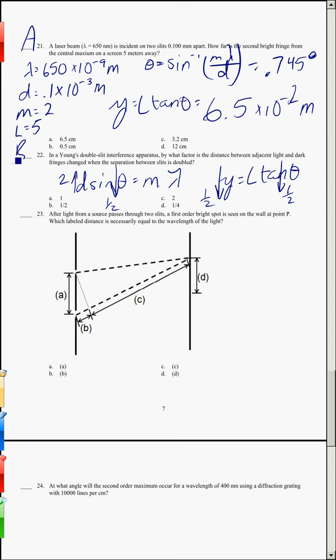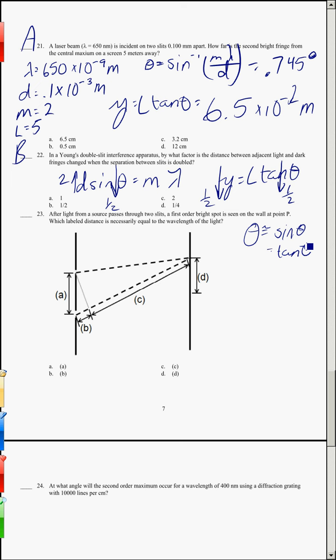So for number 22, the answer is B, that the distance between the fringes, or the bright spots, is going to go down by a factor of a half. Alright, something that's sort of inferred here is that the angle theta is small, and then we can make a small angle approximation, and that is that theta is equal to the sine of theta, which is equal to the tan of theta.